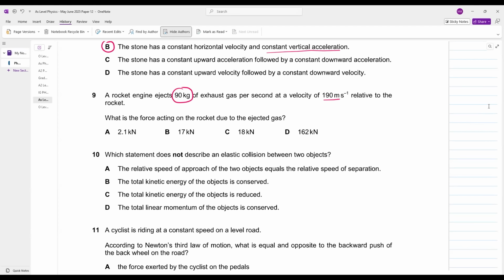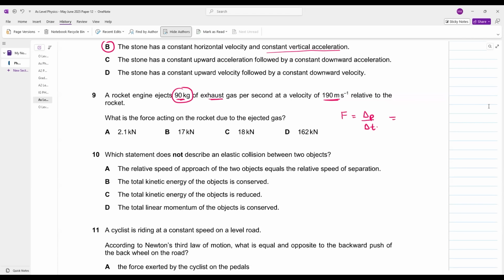What is the force acting on the rocket due to the ejected gas? बेटा एक रॉकेट है जो कि 90 केजी की एग्जॉस्ट गैसेस रिलीज कर रहा है एट अ वेलोसिटी ऑफ 190. You have to calculate the force. How will you calculate the force? Force is equal to change in momentum over change in time.